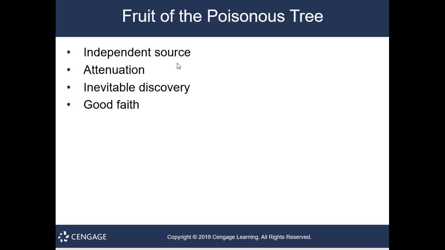Now, inevitable discovery is very similar to the one I just went over for independent source, and that's where you can show that you would have discovered the information anyway as part of your investigation.